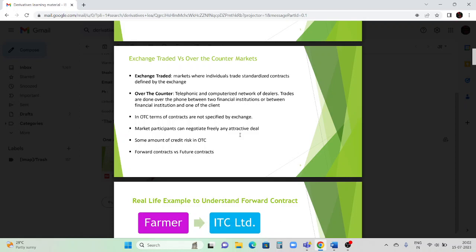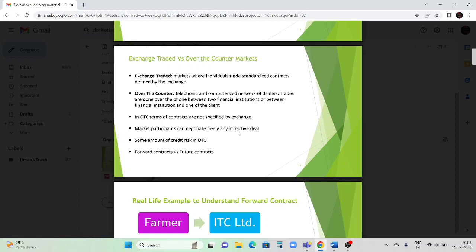Exchange traded versus over the counter markets. What does exchange traded mean? A market where individuals trade standardized contracts defined by the exchange. Over the counter, OTC, is the full form. In accounts also we have O2C or OTC, and people get confused between the two departments. O2C can mean order to cash, which comes in accounts receivable, while OTC here is over the counter exchange.